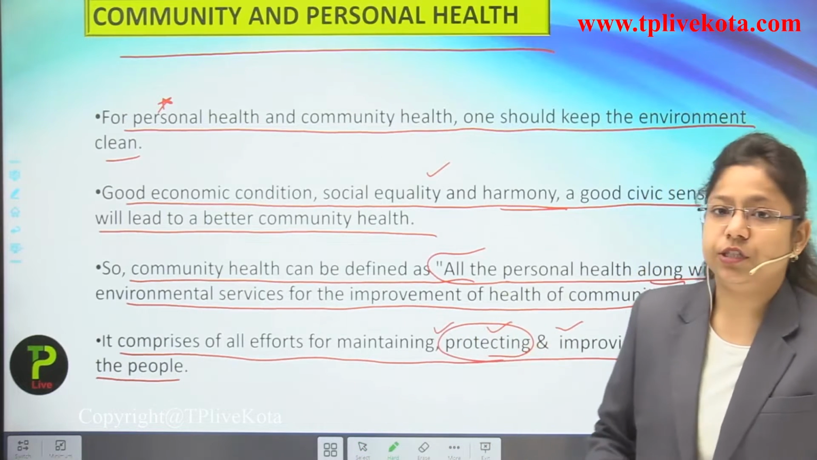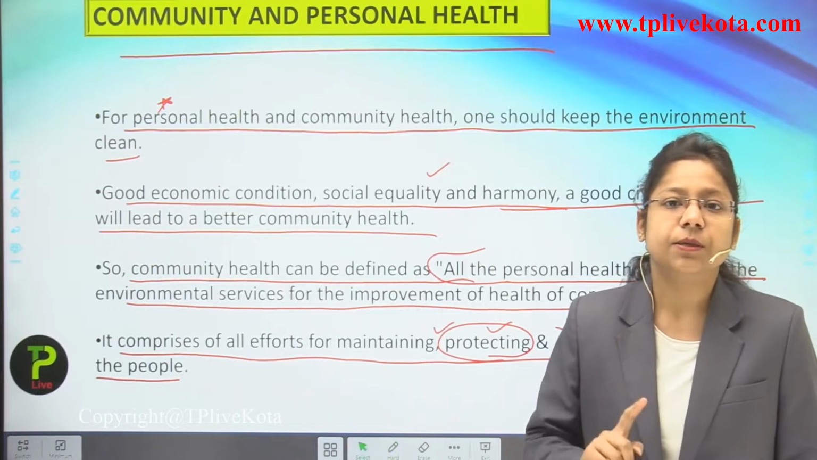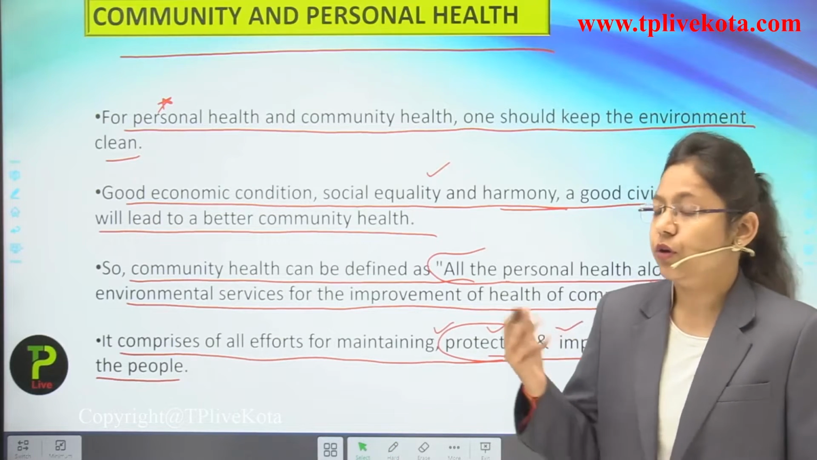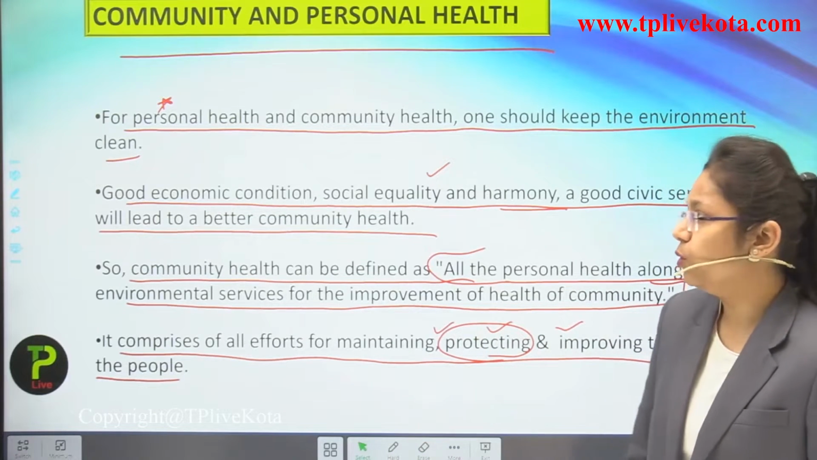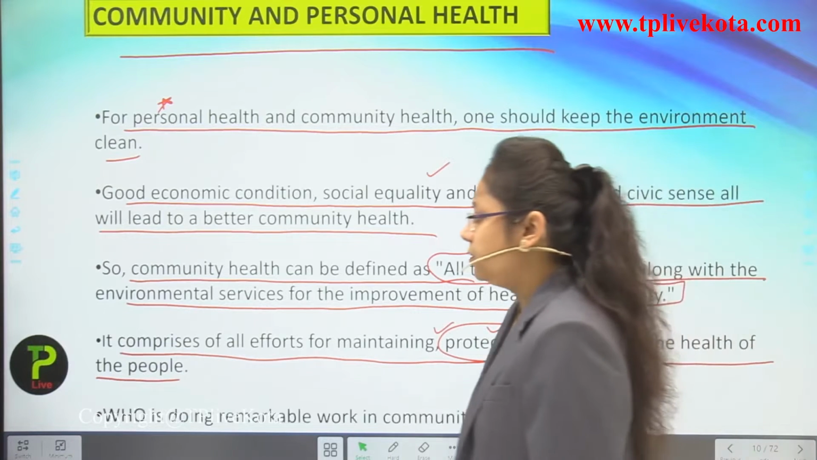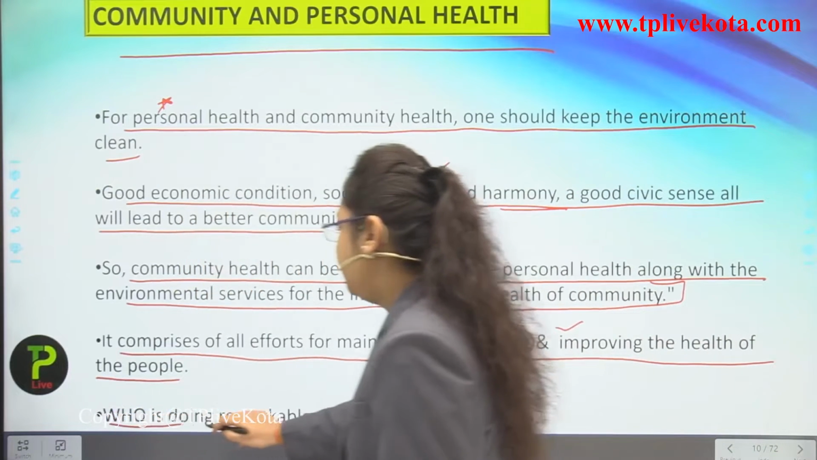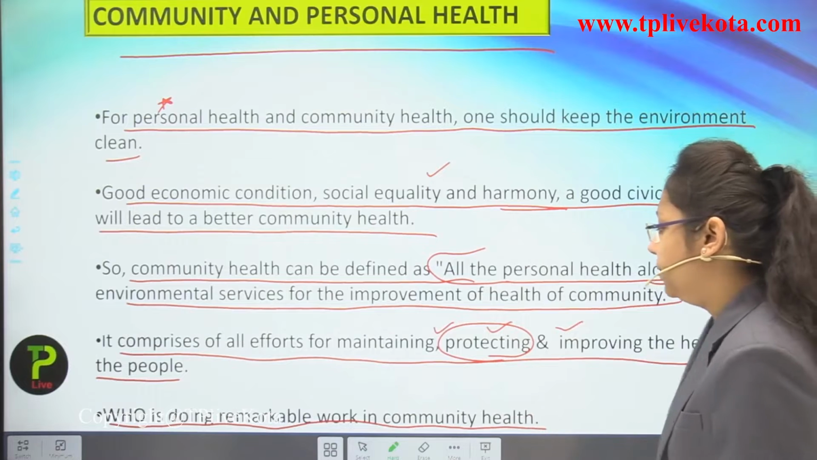Okay, deforestation should not be there. Actually, a proper supply of oxygen should be available for community health. So these are the 4 points related to community health and personal health. Now next, fifth point, WHO is doing remarkable work in community health.